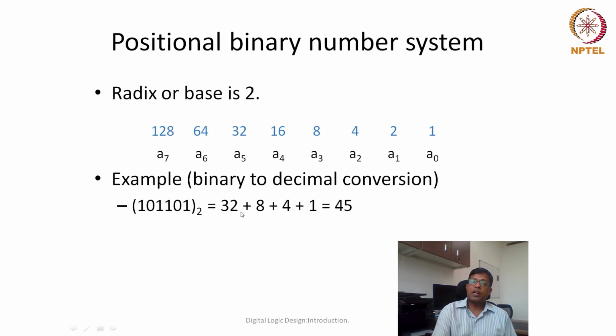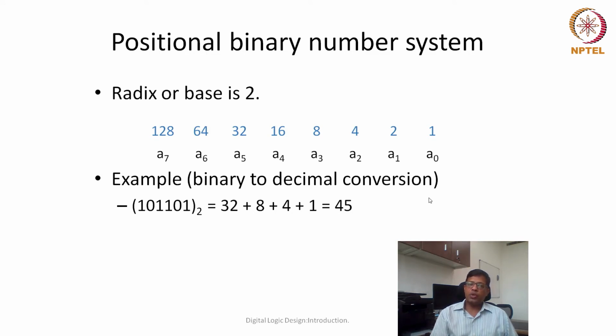So here you see, multiplication is not really a multiplication, but actually a replacement. If the bit is 1, its value is replaced. If it is 0, it's ignored. So this particular number will become 32 plus 8 plus 4 plus 1. If I add all of them, it will become 45. So this way a binary number can be represented by using the same formula, by calculating the value at each place.